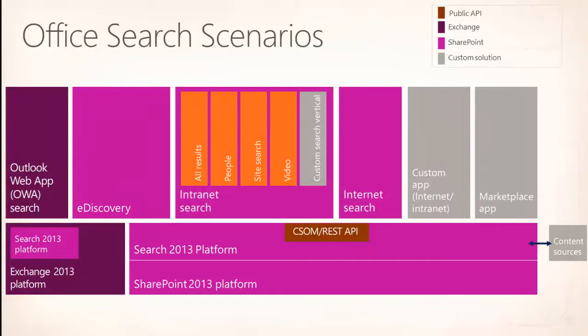In addition to SharePoint, the search component is also shared inside Exchange. This allows us to have some scenarios that span Exchange and SharePoint. So, search with FAST technologies now spans all the way from Outlook Web Access through eDiscovery, which allows you to have eDiscovery across your SharePoint and Exchange installations, through intranet search scenarios, some of which you may be familiar with, and some of which we have extended in SharePoint 2013.